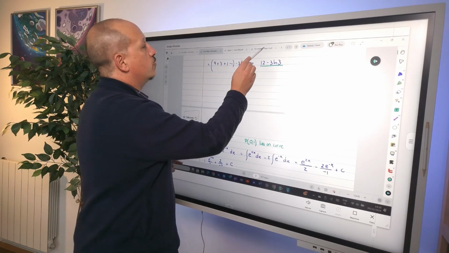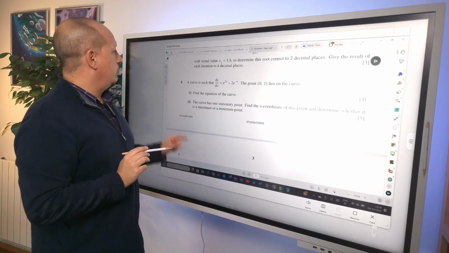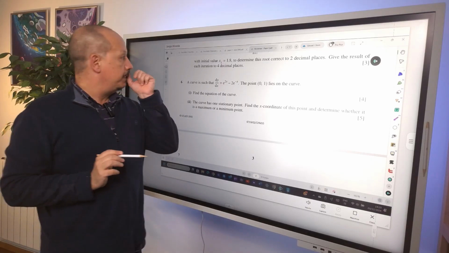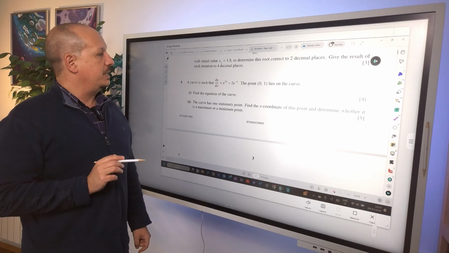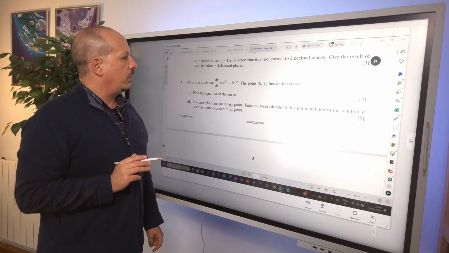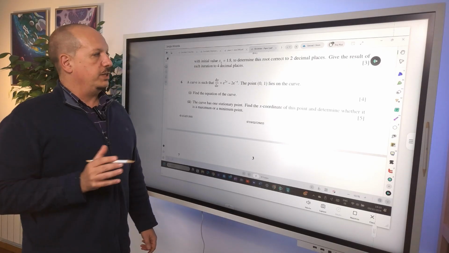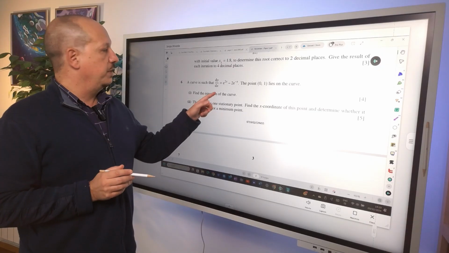Next question is this one. It's in November 2005, paper 2, and it's question 6. A curve is such that dy by dx equals e to the power of 2x minus 2e to the power of minus x. The point 0, 1 lies on the curve. First, find the equation of the curve.